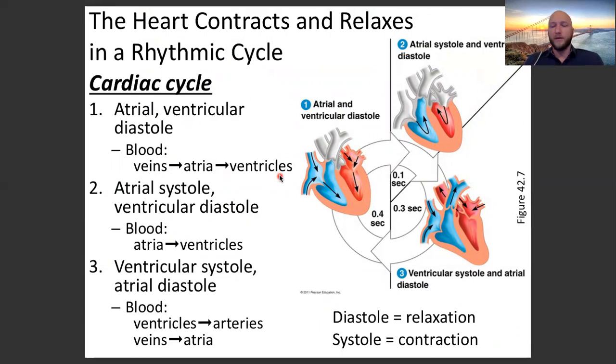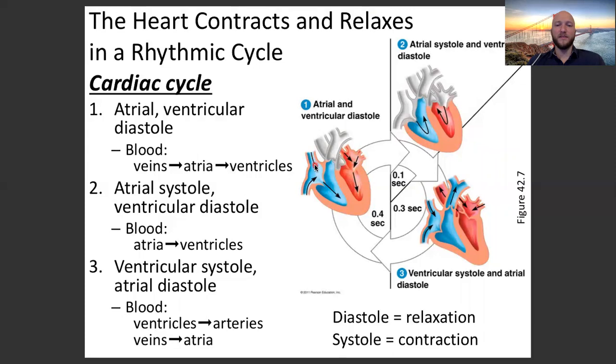We're going to look at the heart cycle in another way now. The heart contracts and relaxes in a rhythmic cycle. So we have atrial and ventricular diastole. Remember, blood flows from high pressure to low pressure. What is the normal path of blood? This is a question. What is the normal path of blood through our heart?